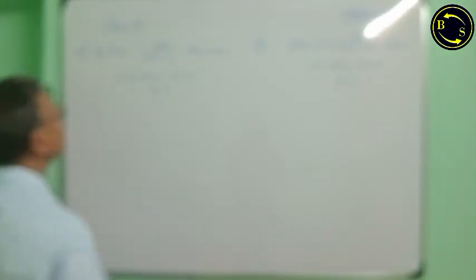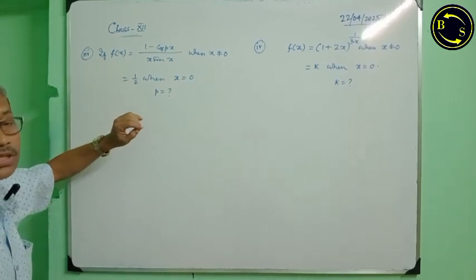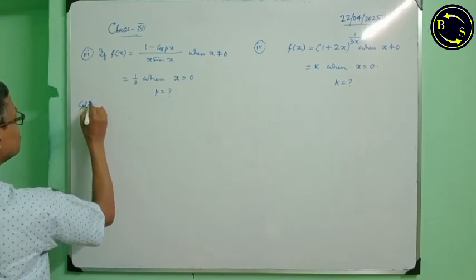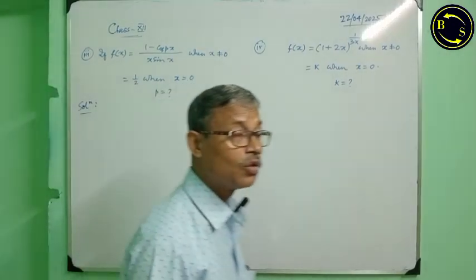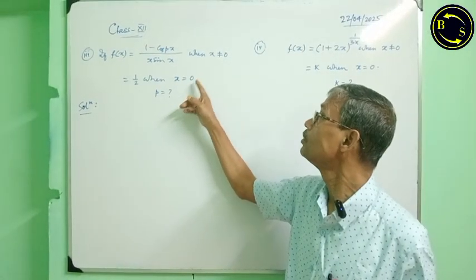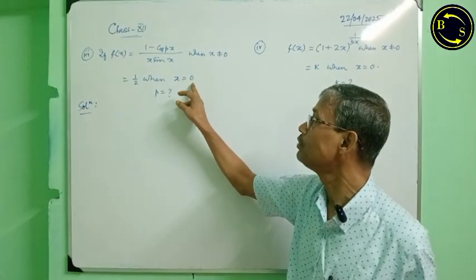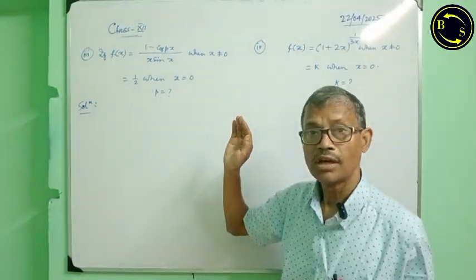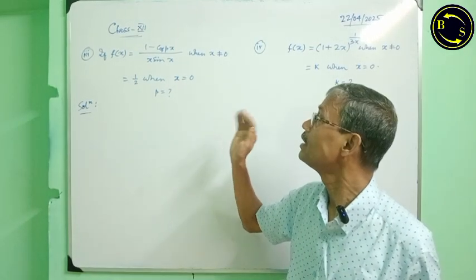Next sum, the given function f(x) is defined like this. Then if f(x) is continuous, we have to find the value of p. First of all, we have to discuss the continuity of the function at the point x equal to 0, because for x not equal to 0, the function is defined like this, and for x equal to 0, the value of the function is half. Therefore, it is to be understood. The approach will be like this: continuity of f(x) at x equal to 0.